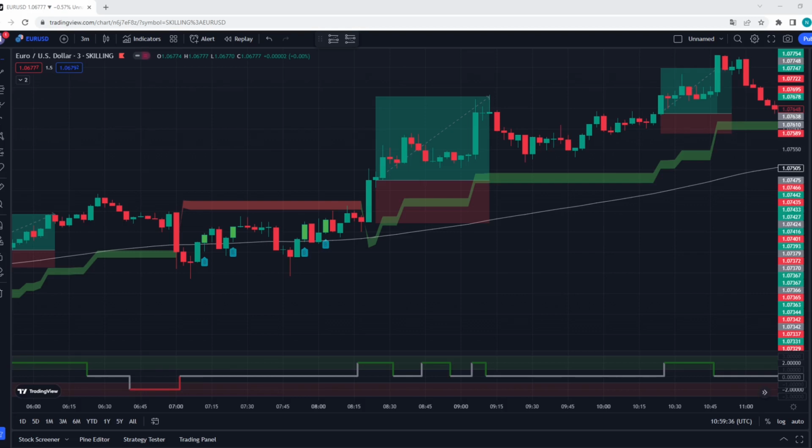Today I will show you a simple scalping strategy with 3 indicators. All you need for this strategy is a TradingView account and a broker where you can trade. With that being said, I think we start right away with the video, so let's go.